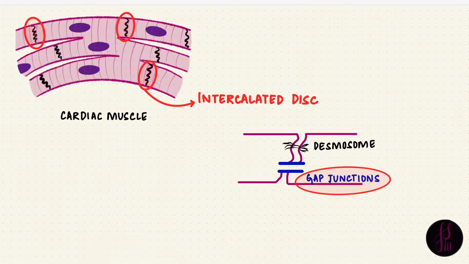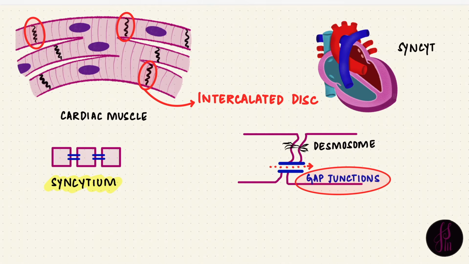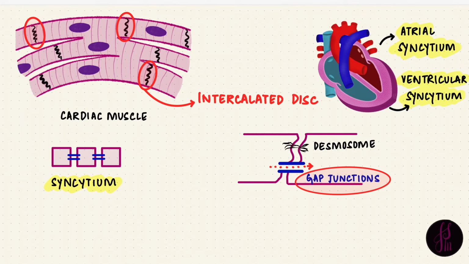Now, this is super important. Gap junctions allow ions to pass between cells, so when there's depolarization of one cell, it can spread to the others. This ensures that all the cells contract together, functionally like a syncytium. The heart has two syncytia, the atrial syncytium and the ventricular syncytium, because the atria contract together and the ventricles contract together. But what starts the contraction?